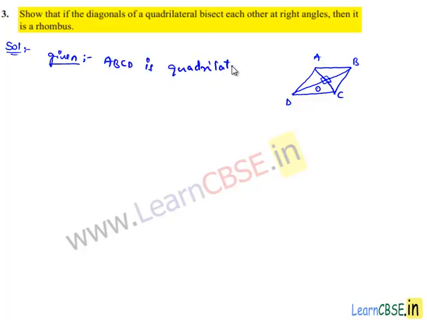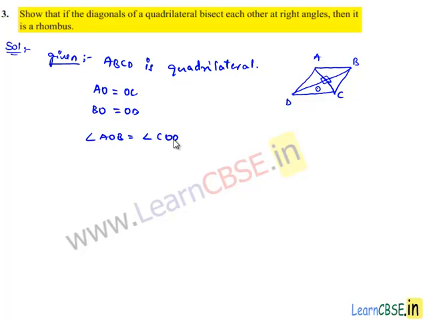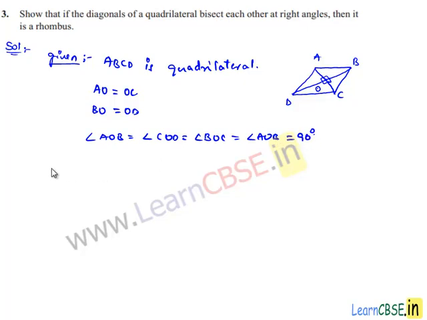So let us note down the given information that ABCD is a quadrilateral, and as AC bisects BD perpendicularly, we can say AO is equal to OC and also BO is equal to OD, and angle AOB is equal to angle COD is equal to angle BOC is equal to angle AOB is equal to 90 degrees. Here what we require to prove is ABCD is a rhombus.